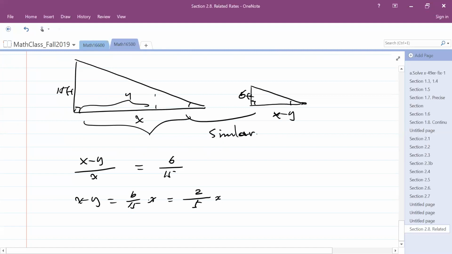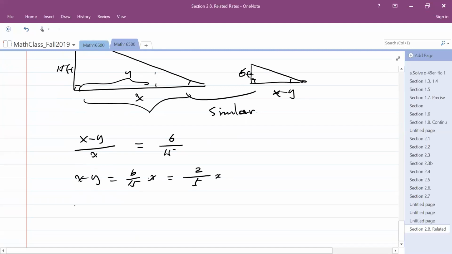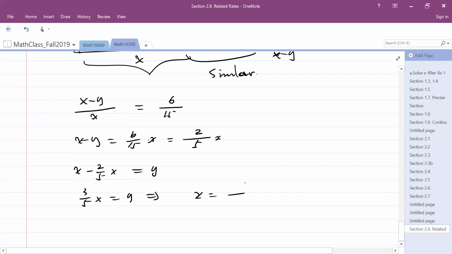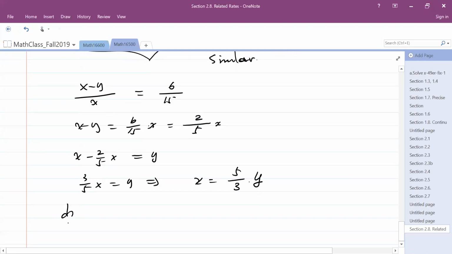All right, so I'm going to get x. So x minus 2/5 x equals y. So 3/5 x equals y. So x is proportional to y: x equals 5/3 y. When y changes, x changes. x depends on y linearly. So the derivative of x with respect to t is 5/3 times dy/dt. And we already know this is 5. So the total is 25 over 3 feet per second.